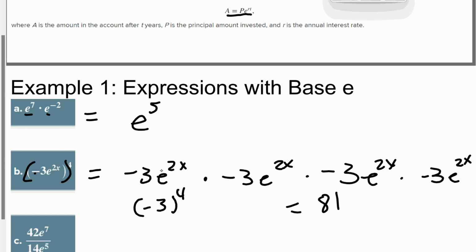Okay, and then it'd be e to the 2x to the fourth, because there's 4 of those, which would be 8x. So e to the 8x. So we get 81 e to the 8x.